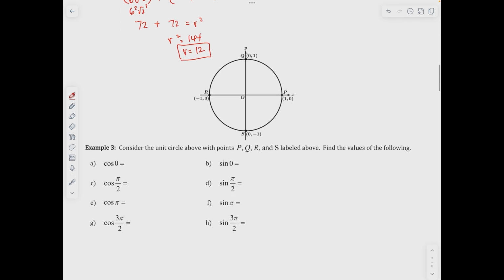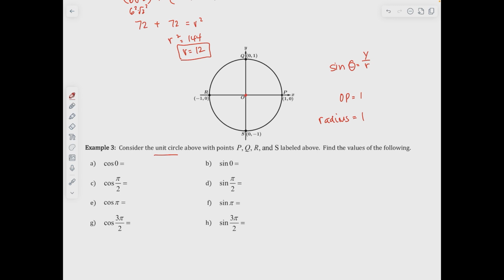Example number 3, it says consider the unit circle. Because this is a unit circle, and if you notice from O to P the distance is 1, that means that the radius of this circle is going to be 1 unit. That's useful to know, because that means that sine of my angle, whatever my angle is, is going to be y over r.